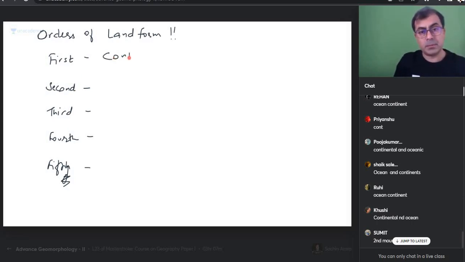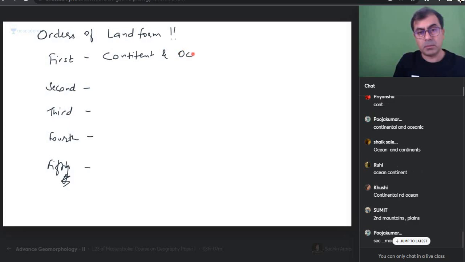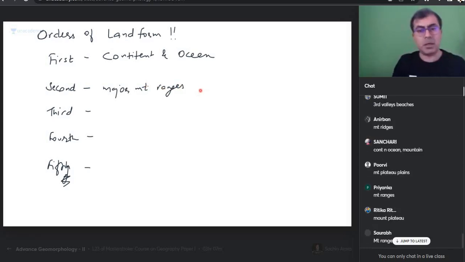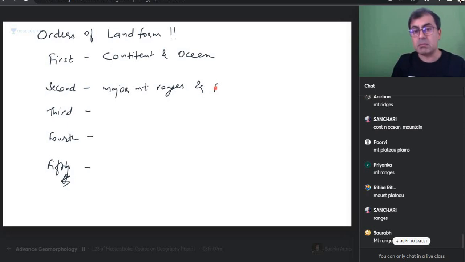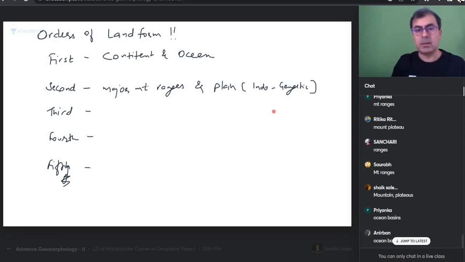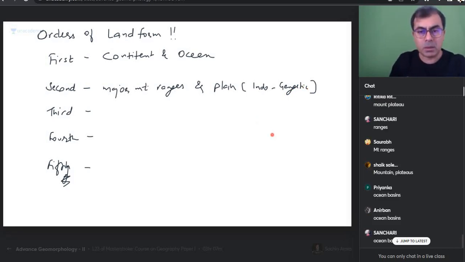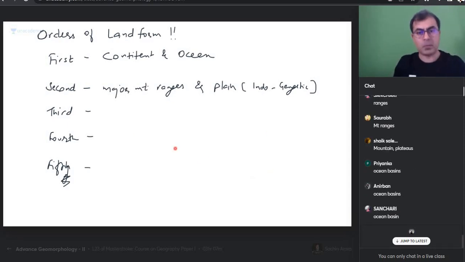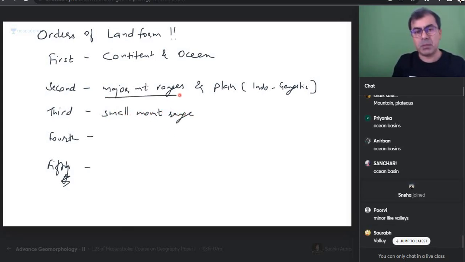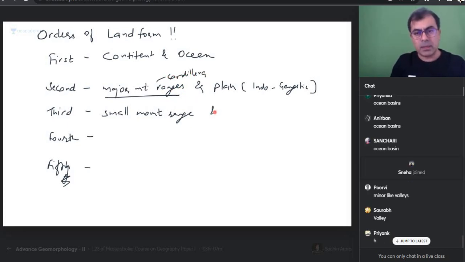First order is continent and ocean. Okay. Second order, major mountain ranges, say for example the Himalayan region. And say for example plains, say for example the Indo-Gangetic plains. Is everyone okay? Major mountain range and major plains. What is the third order? Small mountain range. Major mountain range, or like remember this is Cordillera something, and there can be a river valley.